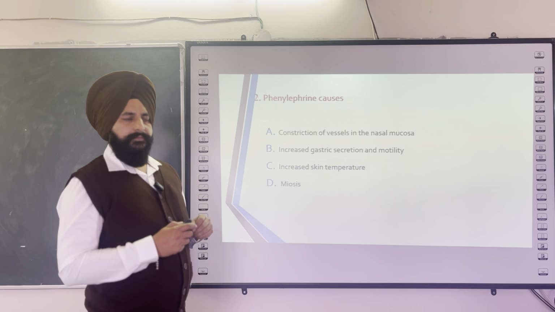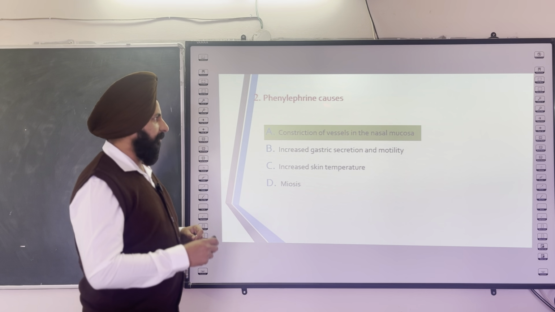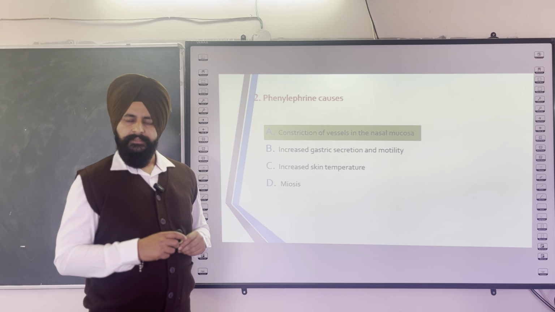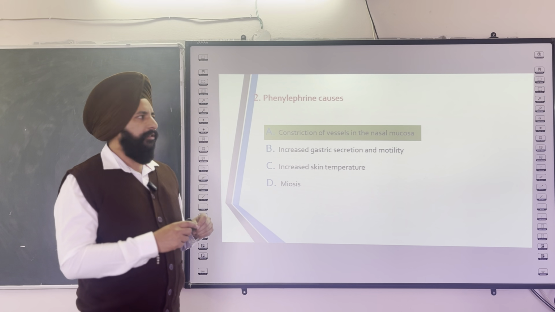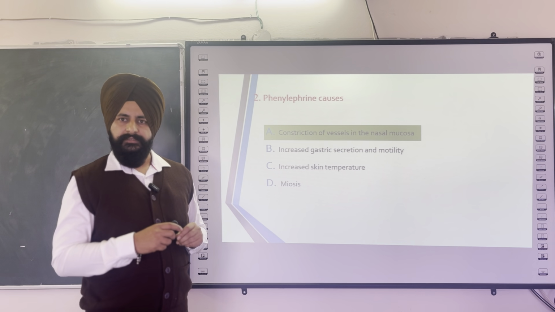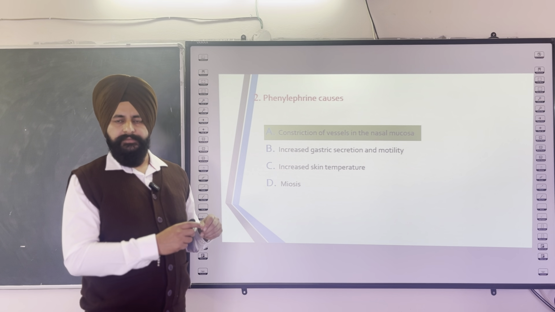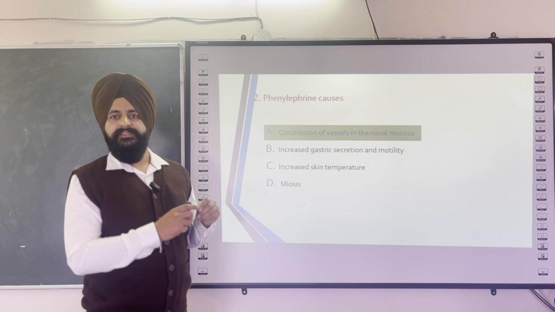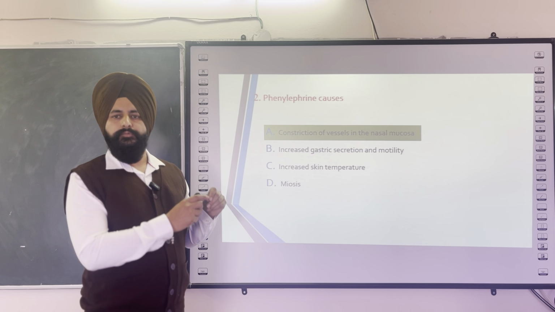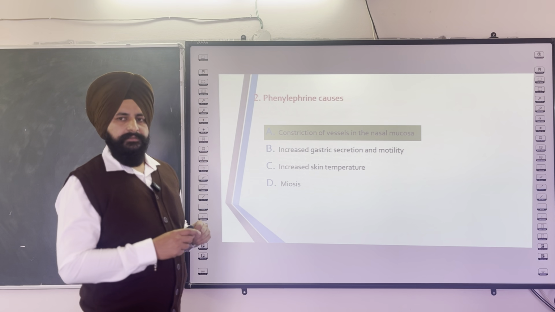The correct option for this question is constriction of vessels in the nasal mucosa, because phenylephrine is an alpha agonist. So basically alpha 1 agonists are the drugs responsible for the constriction of blood vessels, because the alpha 1 receptor is a GPCR type of receptor, which acts through the IP3 DAG pathway and increases the level of calcium. So calcium dependent smooth muscle contraction is the mechanism. So this is the correct option for this question.